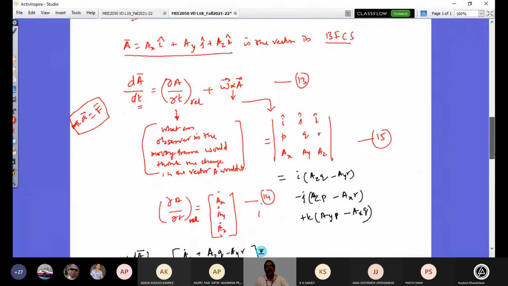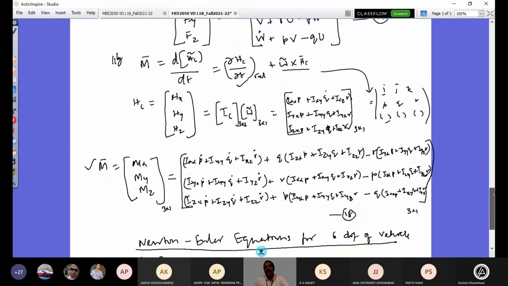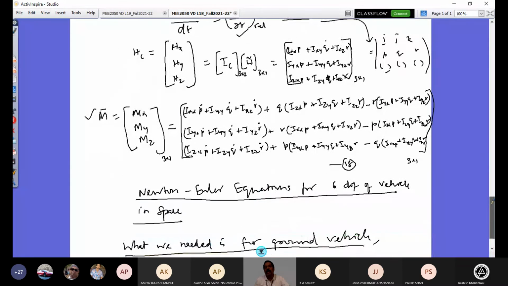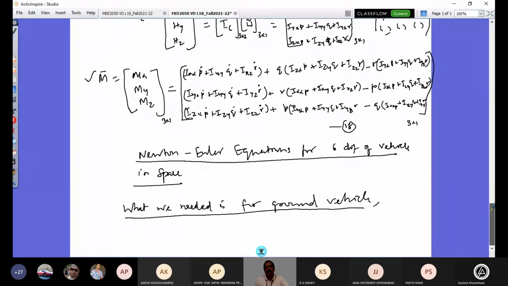And this is what essentially we understood. The derivative of a vector in the body coordinate system, a vector which is accelerating and rotating about the body coordinate system, and its absolute value with respect to the inertial frame of reference, would be obtained by this relative derivative plus the effect of rotational motion of your axis system. That's what we understood and applied, and then we were able to derive equation 17, equation 18 and equation 19. So 17 and 18 are called the Newton-Euler equations for this 6 degrees of freedom vehicle in space.